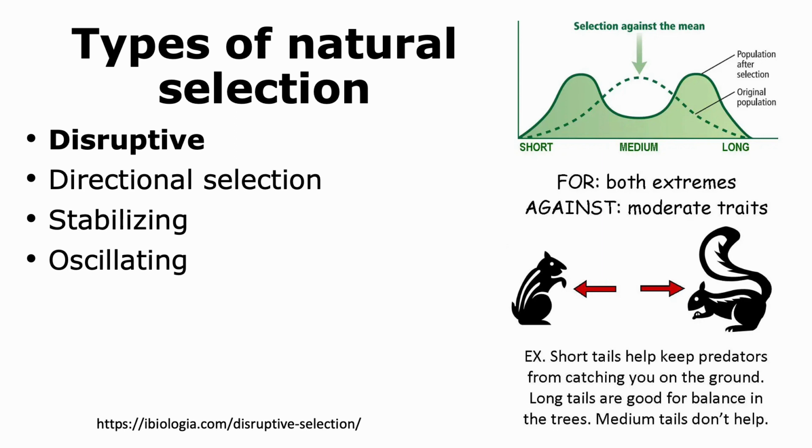or the ones that have long tails because they're very good for balance in the trees and hence they're able to escape from their predators by being able to jump on trees and navigate through the trees fairly efficiently. However, those squirrels with the middle tails are being caught by predators more effectively and hence their population is going to decrease.